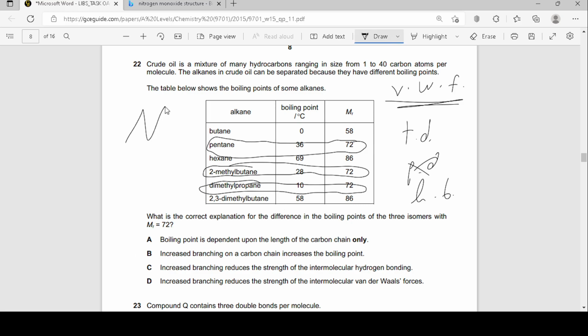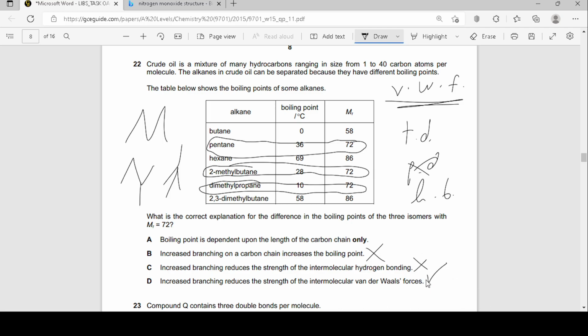Let me see. Pentane is drawn like this, 2-methylbutane is drawn like this, and dimethylpropane is drawn like this, right? Increased branching on a carbon chain increases the boiling point. Well, dimethylpropane has the most branching, but it has the lowest boiling point, so no. Increased branching reduces the strength of the intermolecular hydrogen bonding. You don't even have hydrogen bonding here. Increased branching reduces the strength of the intermolecular van der Waals forces.